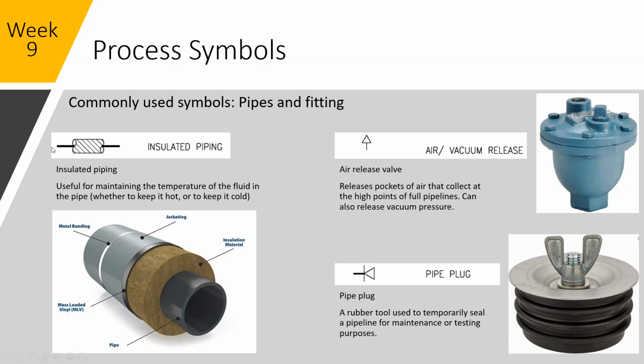So for all of these, you can see here, the main black line, that's your piping, whatever your media is traveling through. This is indicating it's insulated. This is a plug into the end of it. Here, there would be a line, and this would be coming off of it to indicate a vacuum release.